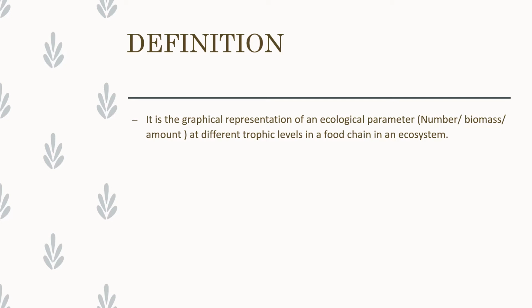It is the graphical representation of an ecological parameter. A parameter could be a number, a biomass, or an amount of energy at different trophic levels in a food chain. So it is related to the food chain. In each trophic level, we can find out the number, biomass or amount, and whether it is decreasing or increasing. By shape only we can find it out.